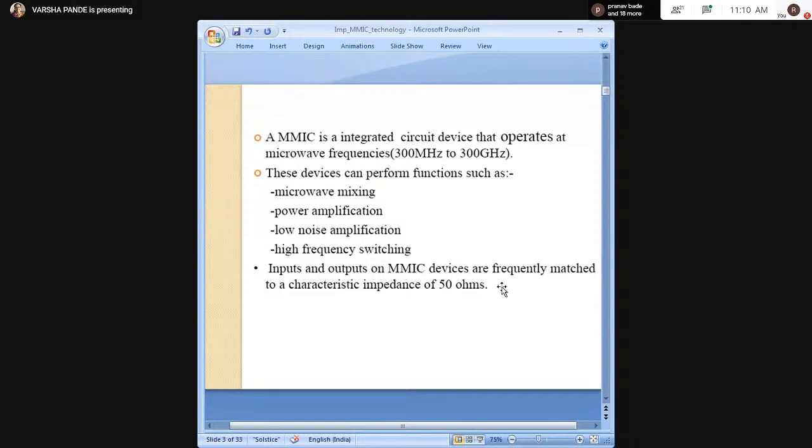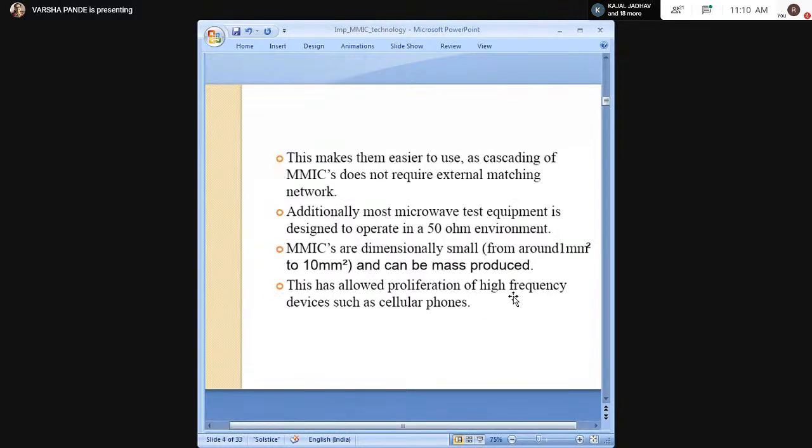And if you want to cascade these ICs, meaning connect more ICs in series, they can be easily connected to each other, as their characteristic impedance is 50 ohm. Similarly, they can be connected to the input-output devices required additionally in transmission systems. Therefore, these ICs are matched for 50 ohm characteristic impedance. This makes them easier to use. Already I told you that cascading can be done.